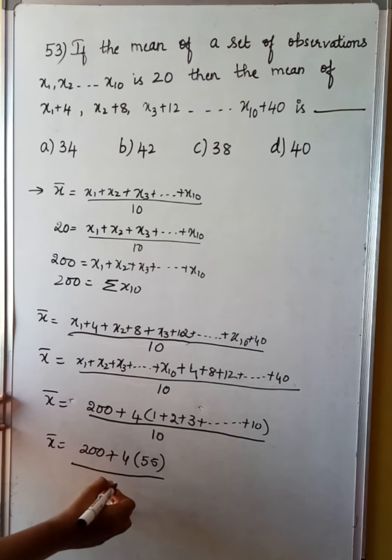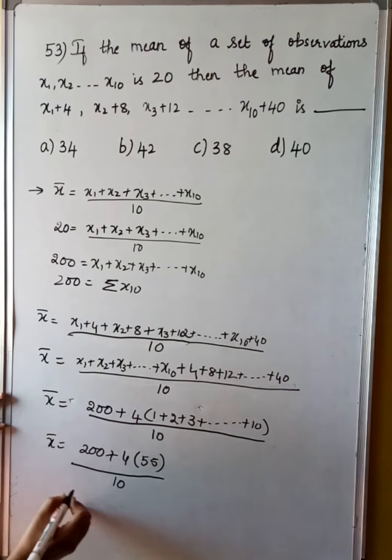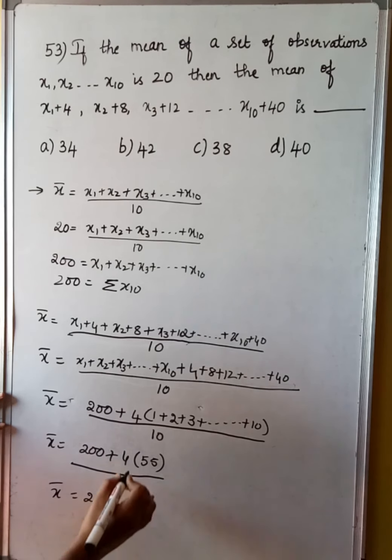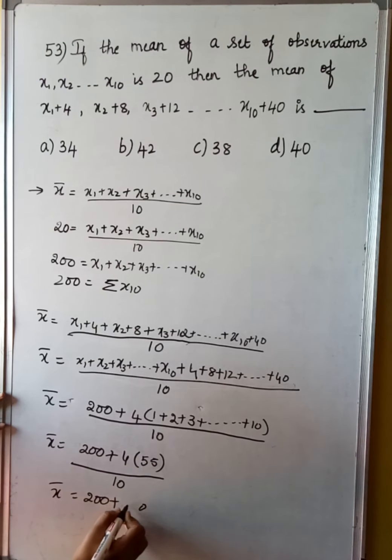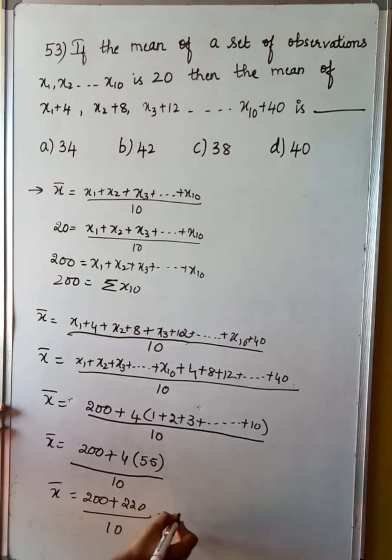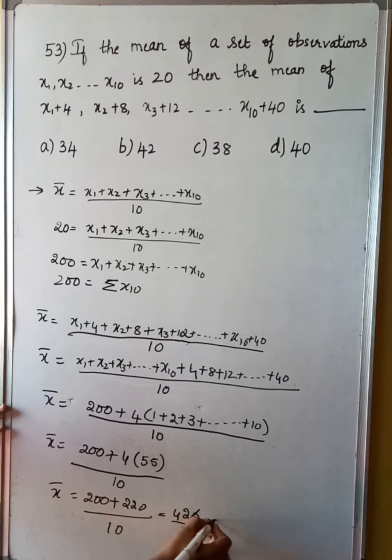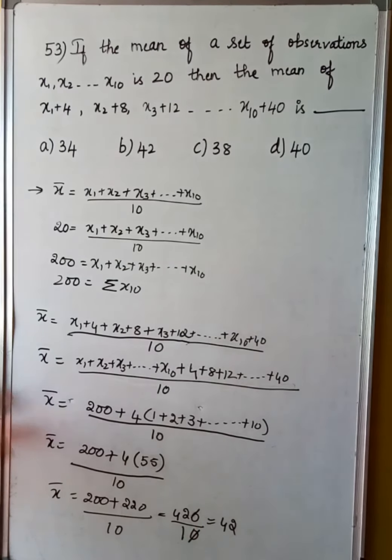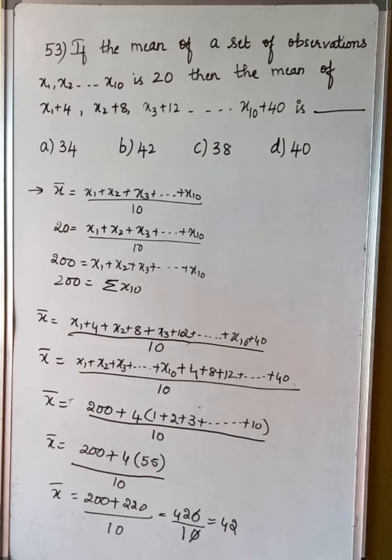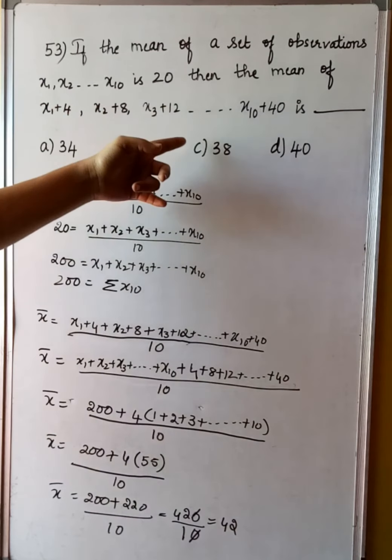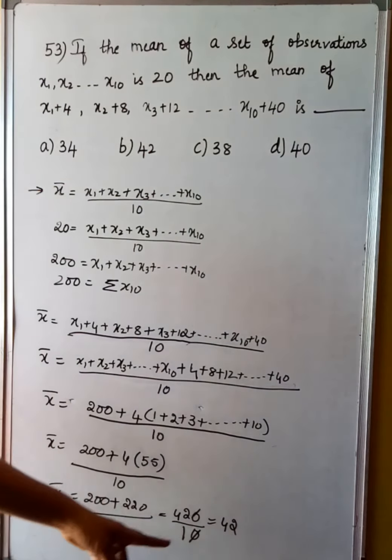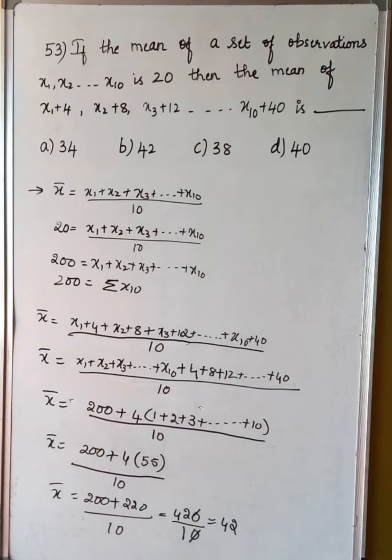55 into 4 plus 200, whole divided by 10. So here what I'll be getting as the answer is x bar is equal to 200 plus 4 5s are 20, 220, whole divided by 10. So 200 plus 220, what will I be getting here? 420 whole divided by 10. So this and this will get cancelled. We'll be getting 42. So the next mean of observations, the mean for x1 plus 4, x2 plus 8, x3 plus 12, so on up till x10 plus 40, is nothing but what we got as the answer. It is nothing but 42.